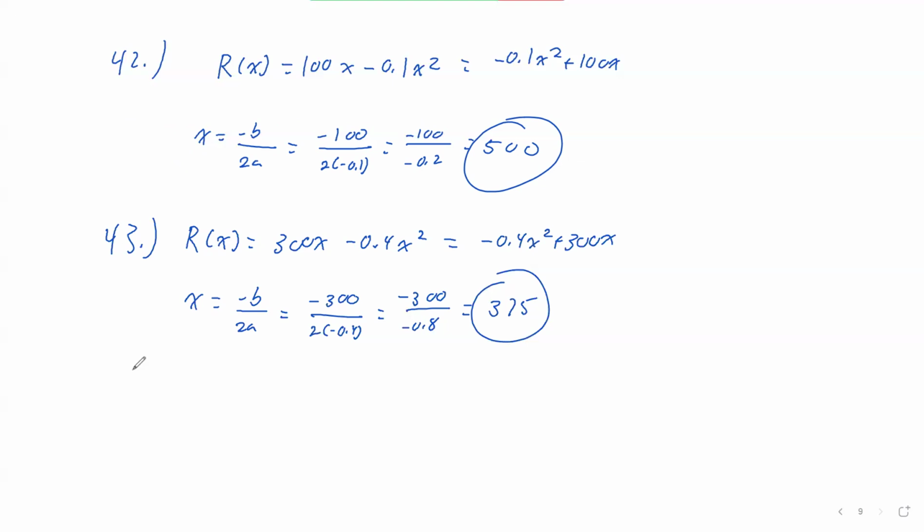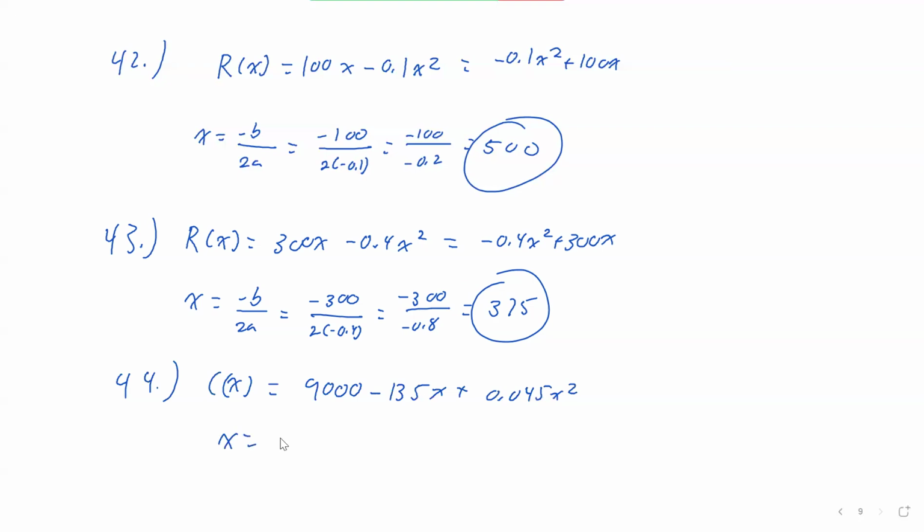All right, let's do one more. I say one more, there's two more. Let's look at 44. So this one's the total cost of producing a type of small car is given by C of X is equal to 9,000 minus 135X plus 0.045X squared, where X is the number of cars produced. How many cars should be produced to incur the minimum cost? So again, that just means that we are looking for the vertex.